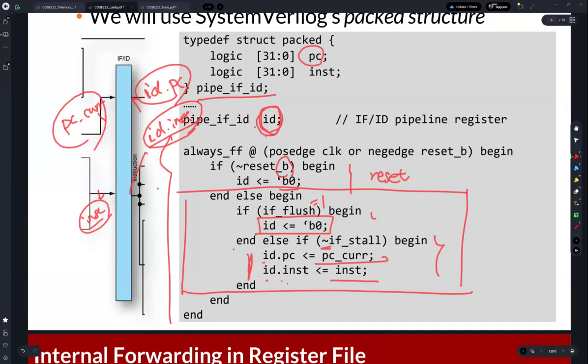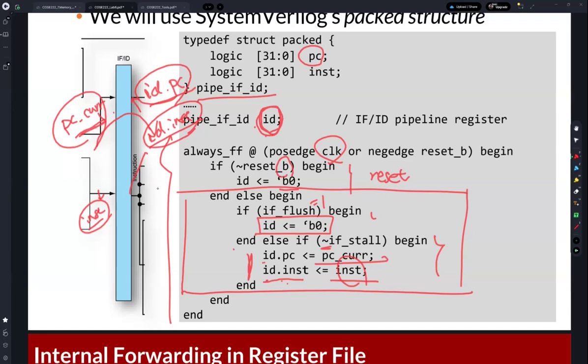So what does that mean? On the rising edge of the clock, so you can find the positive edge of clock, id.pc is updated by PC underbar core, and id.inst is also updated by inst. Okay, it's sampled. So it means these signals are propagated to the next stage.